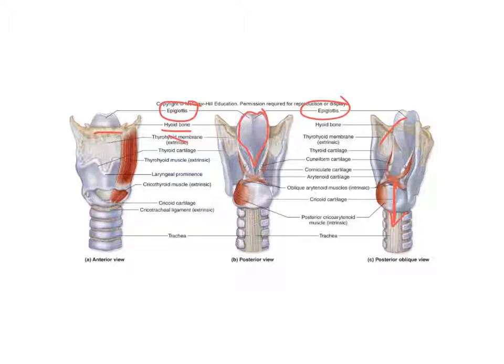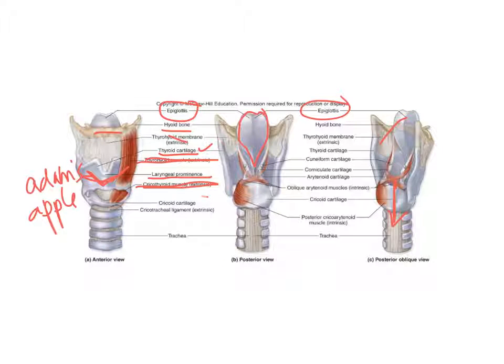We learn thyroid cartilage. The thyroid cartilage is this cartilage right here that has the laryngeal prominence. If you think about a guy and his Adam's apple, that's the laryngeal prominence of the thyroid cartilage. That's the part that sticks out. I'm not making you learn this muscle, and I'm not making you learn that muscle.